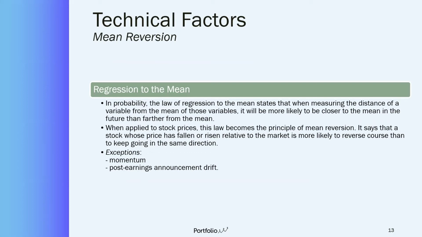So when applied to stock prices, this law becomes the principle of mean reversion, which says that a stock whose price has fallen or risen relative to the market is more likely to reverse course than to keep going in the same direction. Now, there are very important exceptions to mean reversion. The two most important ones are momentum and post-earnings announcement drift, which I will be getting to in a minute. Mean reversion works best over periods shorter than 3 months and longer than 2 years. And that's because those exceptions really work in the middle region.